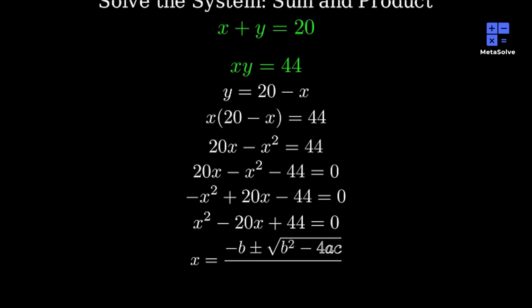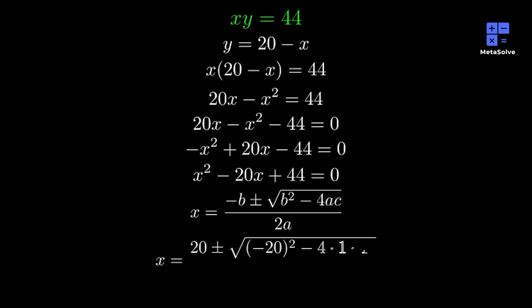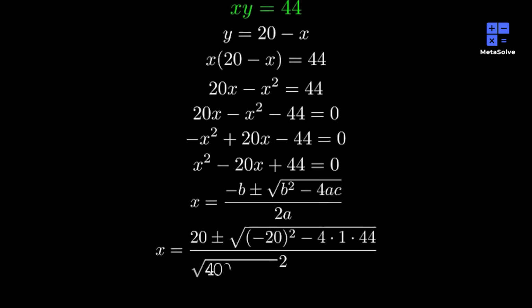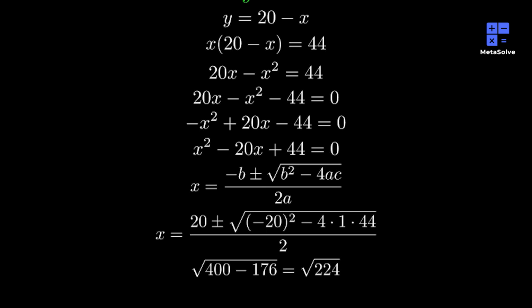Now, let's solve this quadratic equation for x. We'll use the quadratic formula. Recall, x equals negative b plus or minus the square root of b squared minus 4ac, all over 2a. In this case, a is 1, b is negative 20, and c is 44. Let's compute inside the square root. 20 squared is 400. 4 times 1 times 44 is 176. 400 minus 176 is 224.